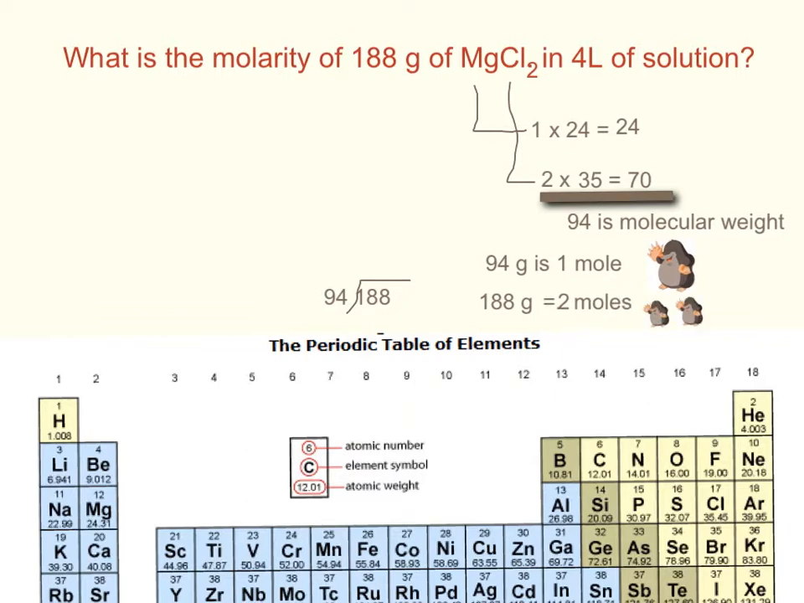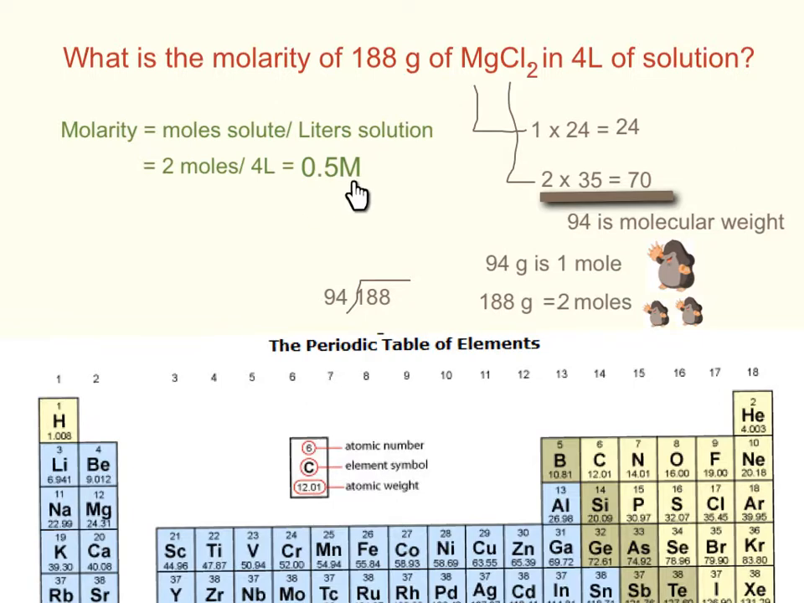At this point, we're almost done. We just need to figure out molarity. Remember, our formula for molarity was moles of solute divided by liters of solution. We have calculated that we have 2 moles. Our problem tells us that we have 4 liters. So if we calculate 2 moles divided by 4 liters, we get 1/2 or a 0.5 molar solution. And that 0.5 molar is the answer to this question.